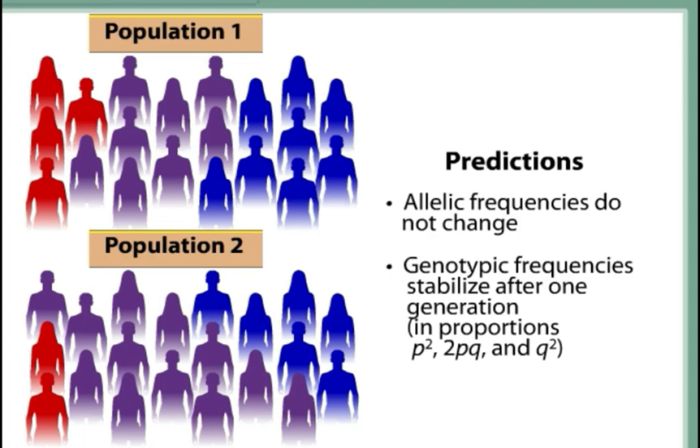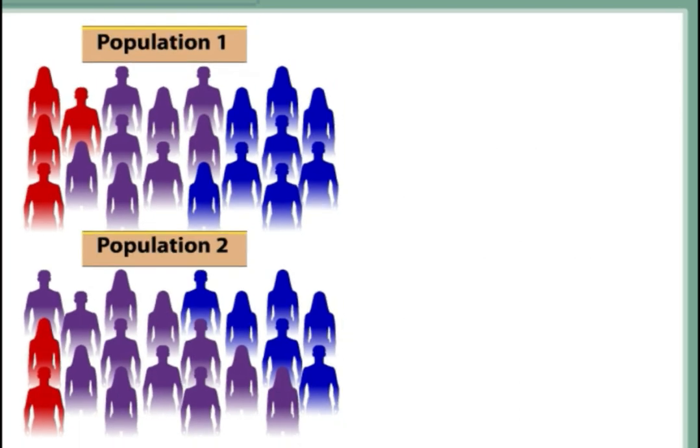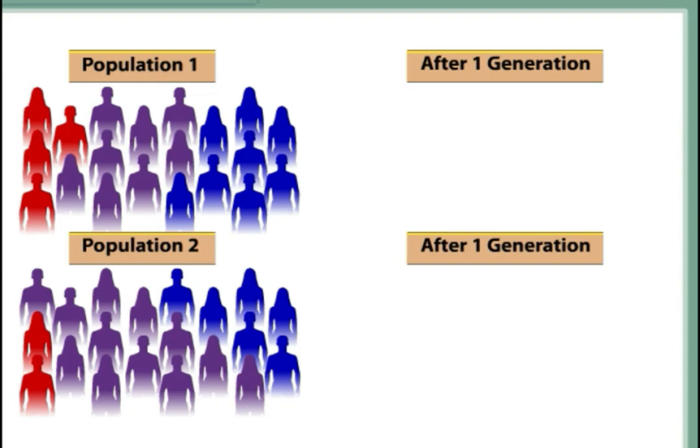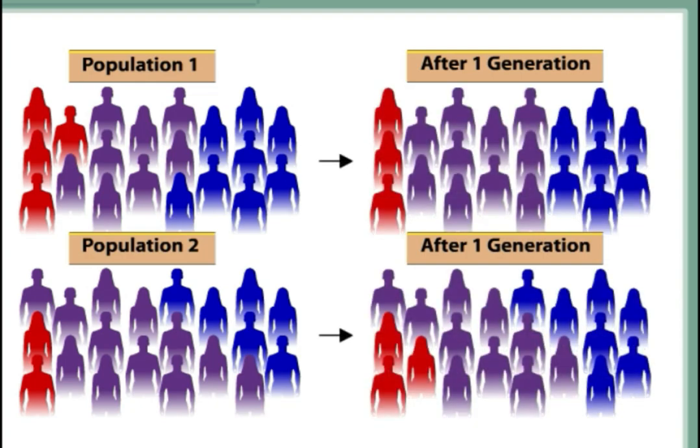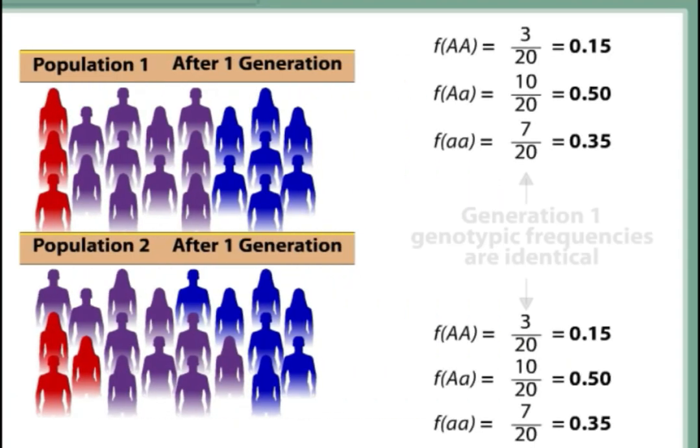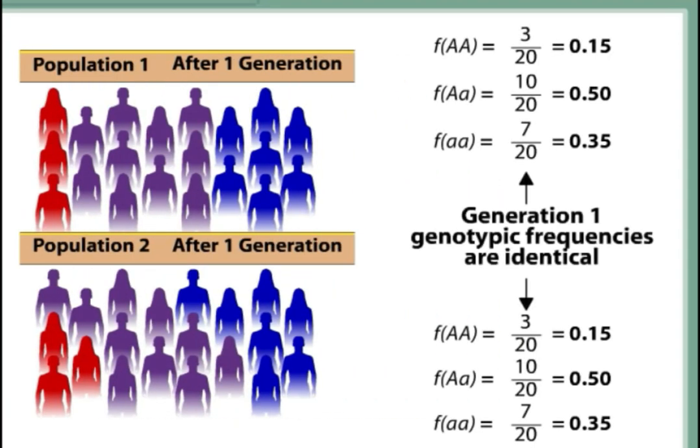Let's see what happens to populations 1 and 2 after a single generation. After one generation, the proportions of individuals with different body colors change in each population. Now, the genotypic frequencies are the same in population 1 and population 2, despite being different in the preceding generation.